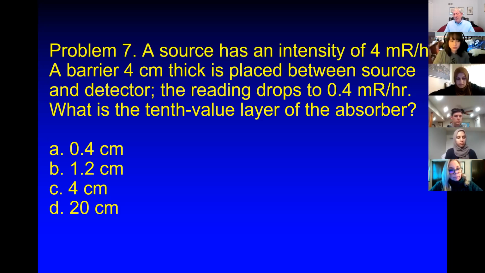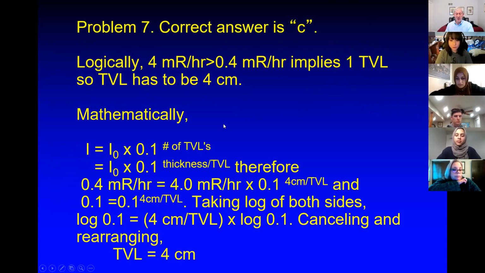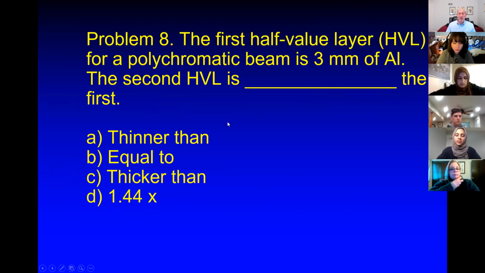This is pattern recognition. If the reading goes from 4 to 0.4, that's a drop by a factor of 10. That must be 1 TVL. And here's the thickness, 4 centimeters. You can work it out mathematically, totally not necessary.